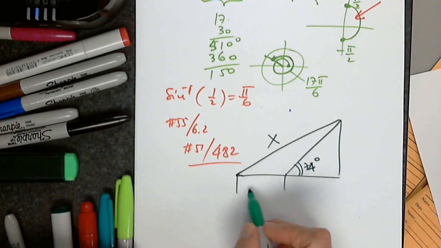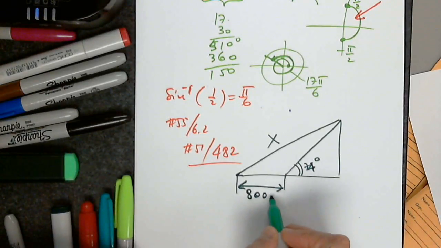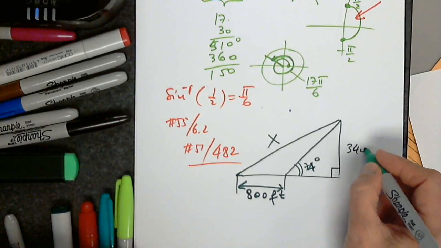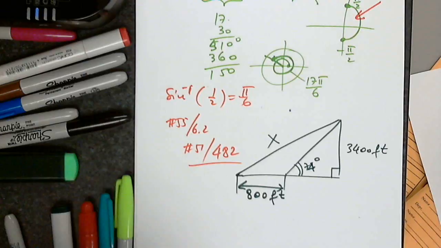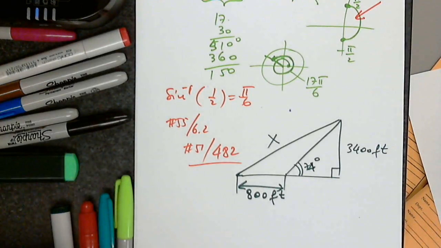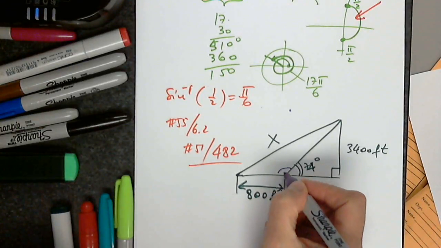800 feet here, and we have 3,400 feet here. That's it. Find the shortest length of cable needed, which is find the length x. Any suggestions on this? Can we find that angle? Yes, excellent. What is it?